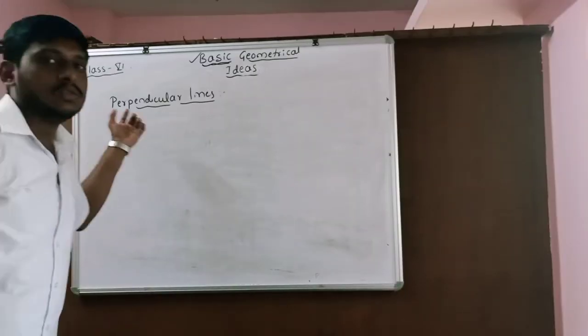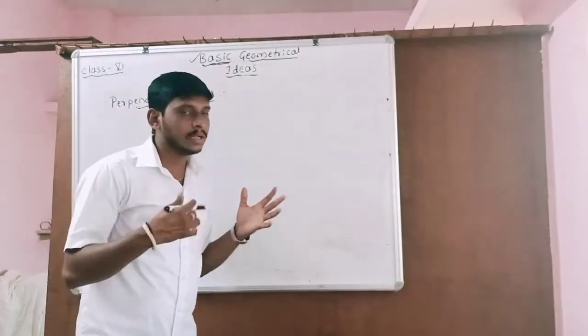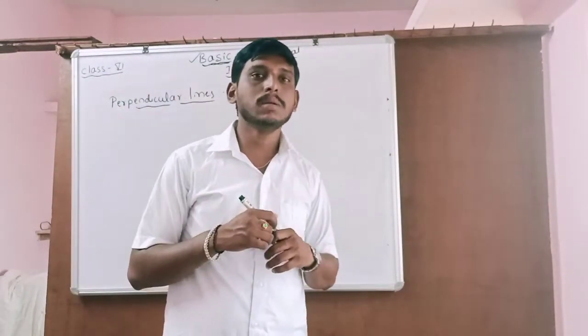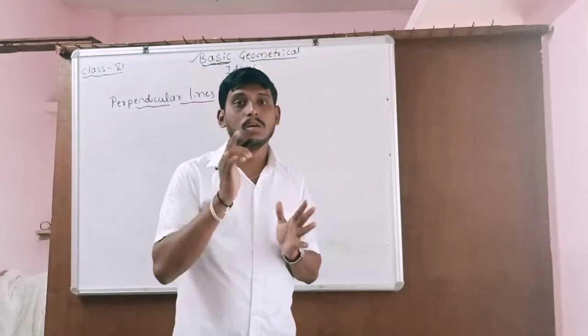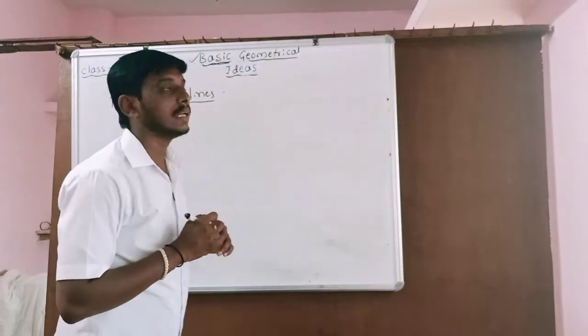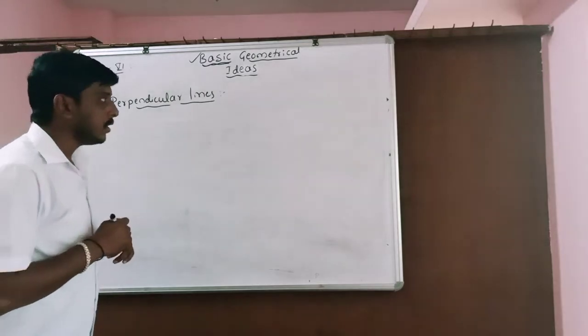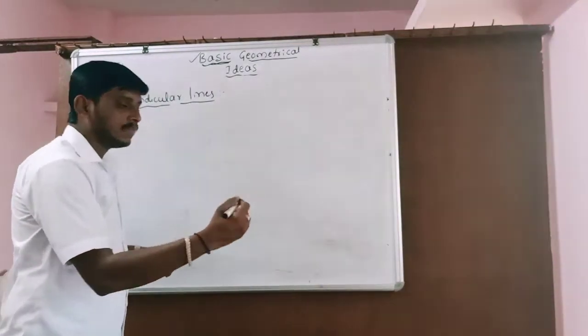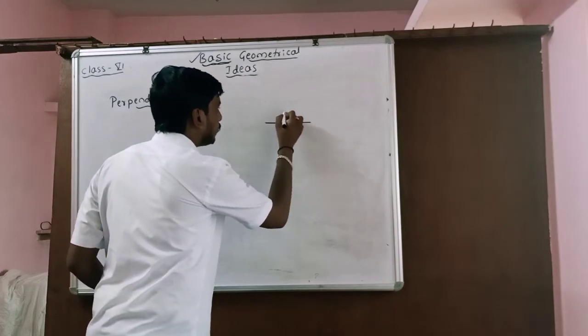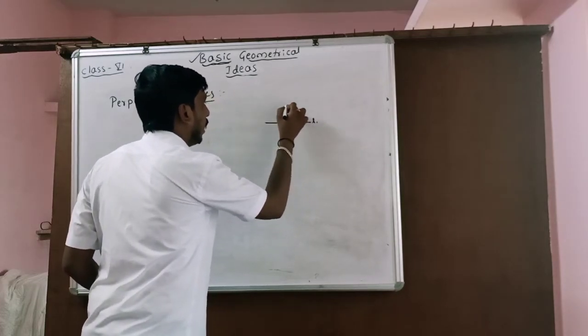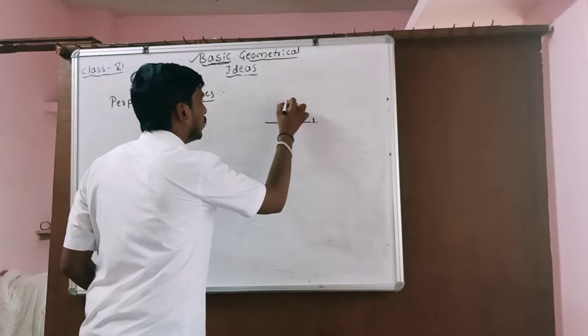So the next one is perpendicular lines. Already we know intersecting lines: when two lines intersect at a common point, they are called intersecting lines. So what do perpendicular lines mean? The best example for perpendicular lines is the plus symbol. This is one line and this is another line.